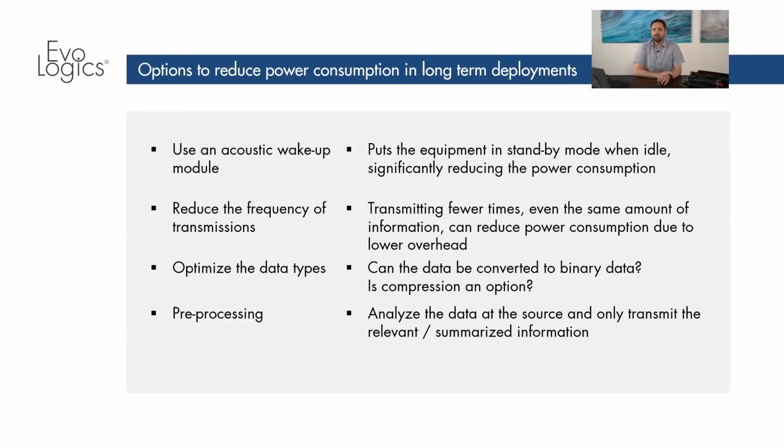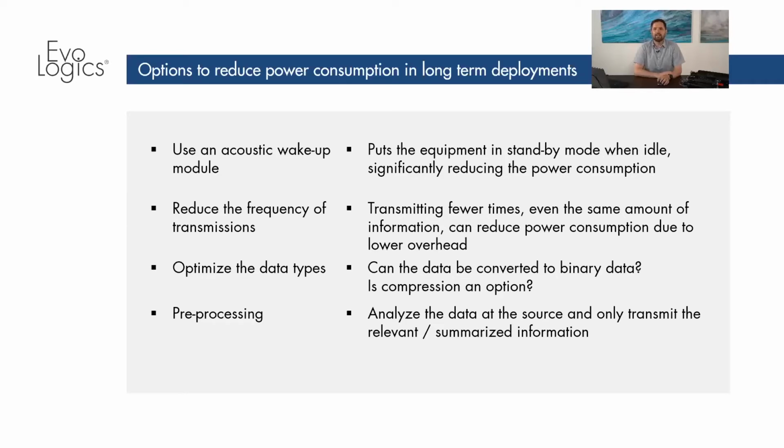The other thing you can do is to reduce the frequency of transmissions. So instead of transmitting every 5 minutes or every hour, you can transmit every 8 hours or every day or every week. Of course, this depends on how your application requires the data, but transmitting fewer times will reduce the power consumption, in particular because you can also optimize and reduce the overhead.